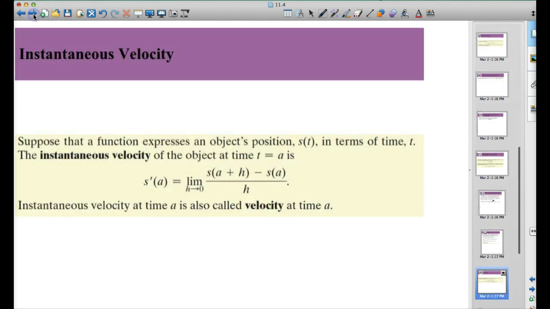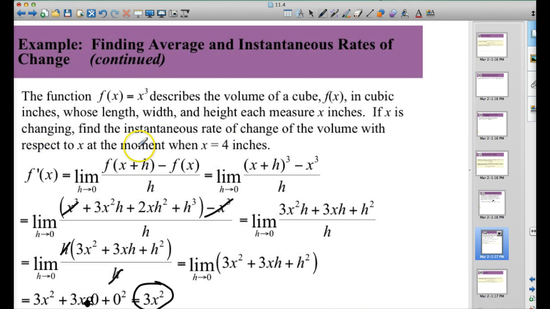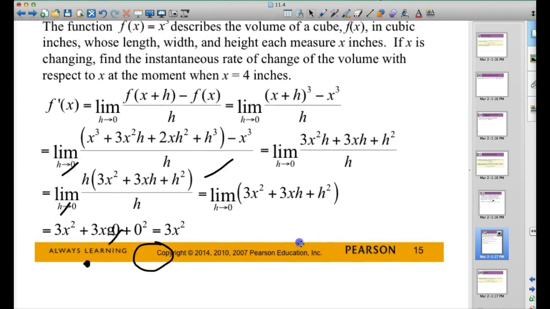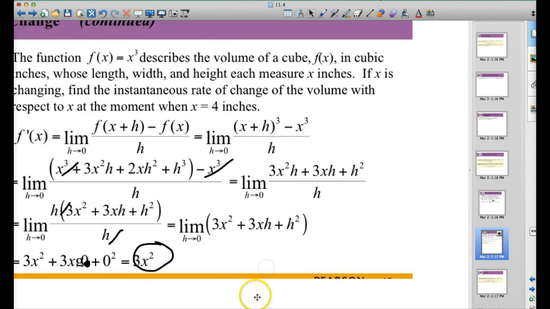Now, for the instantaneous rate of change with respect to x when x is 4, I think we need a little more answer here. So the instantaneous rate of change at 4, they didn't put in here, so what we would do is plug in 4 here. We get 16 times 3. 16 times 3 is 48. So at 4, our instantaneous rate of change is 48.